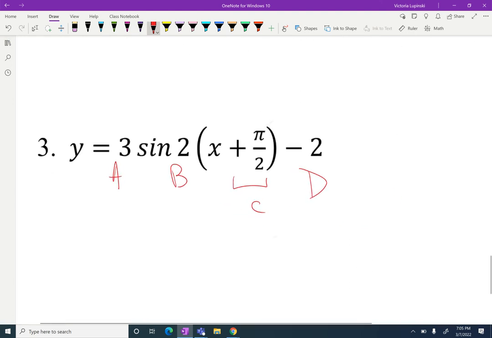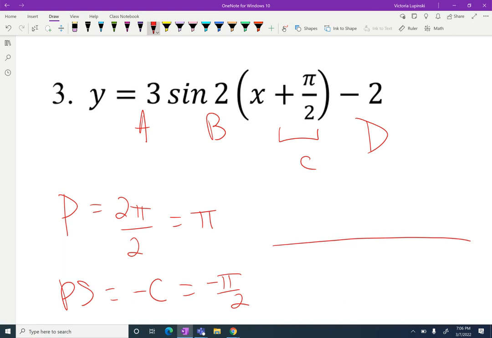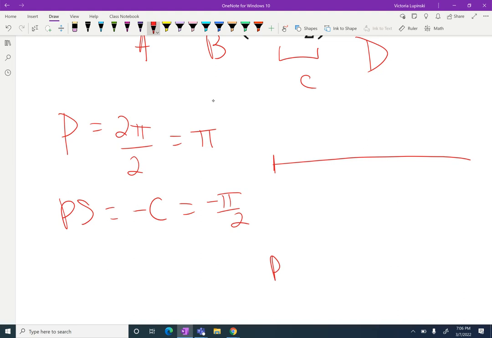When it comes to the period, remember that the formula for period is the old period, 2 pi over b. So the period is pi. The phase shift is -c, so negative pi over 2. When you go to set up your x's, and I'm just going to let you draw it freehand tomorrow as well, you're going to want to make sure that you always start at the phase shift. Even if the phase shift is 0, you have to start there. So I'm going to start this at negative pi over 2.